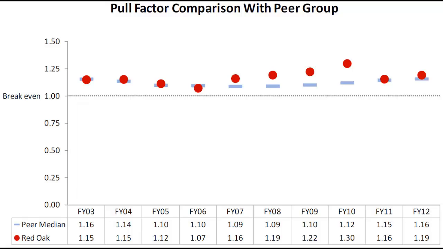This is a pull factor comparison with a peer group. You have the peer group with the blue dash, and you have Red Oak with the red circle. As you can see, Red Oak is holding pretty much right in there with their peer group, actually a little bit higher in 2010. The way to describe this is if you have a break-even ratio of less than 1, that probably means that people in Red Oak are actually shopping outside of Red Oak, and if you have a break-even which is above 1, which is the case here, you probably are bringing retail shoppers into Red Oak. I think that 2012 final figure is 1.16 as a ratio for Red Oak.